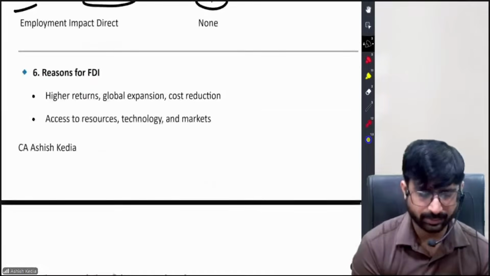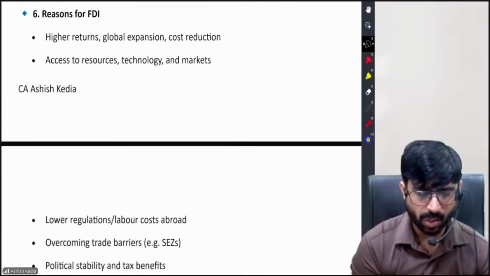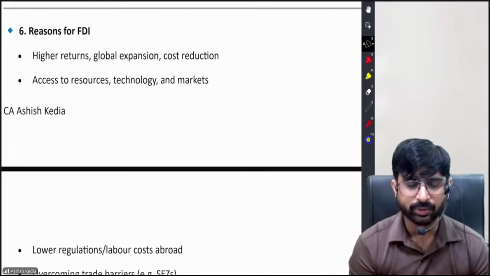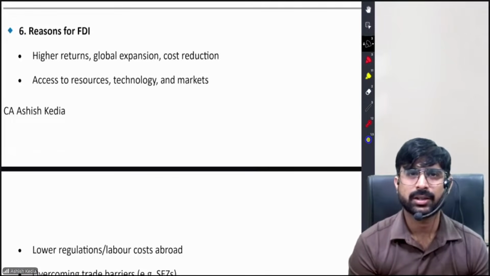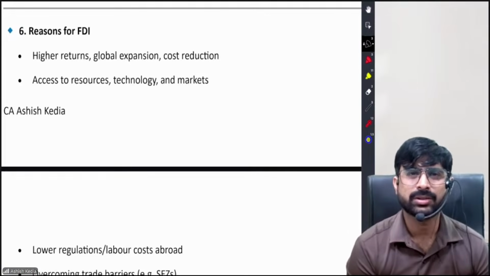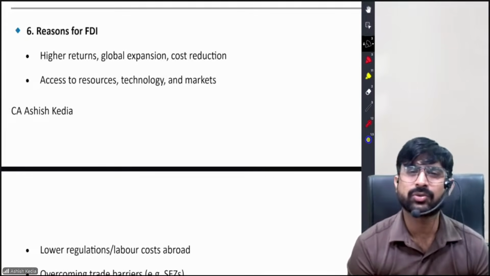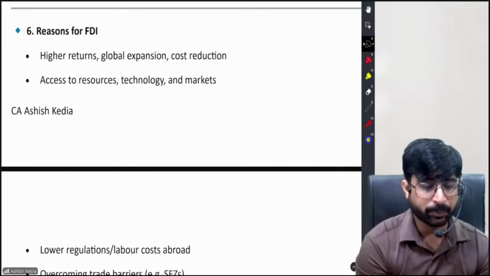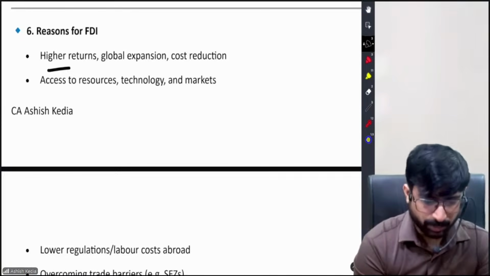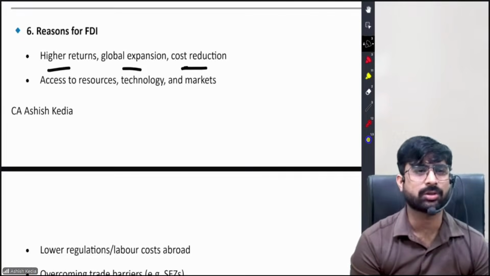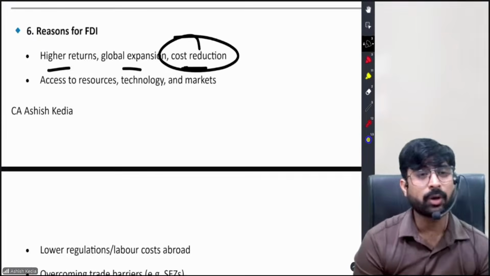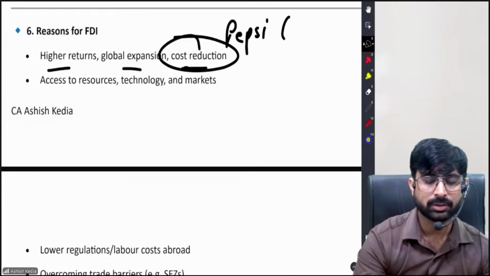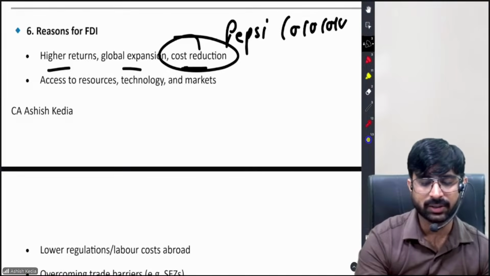Okay. Now, reasons for FDI. Class, reasons for FDI. Why should somebody invest for a longer term? They expect higher returns. They expect global expansion. They expect cost reduction. A very good example of cost reduction that strikes my mind is Pepsi and Coca Cola. I always give this example.